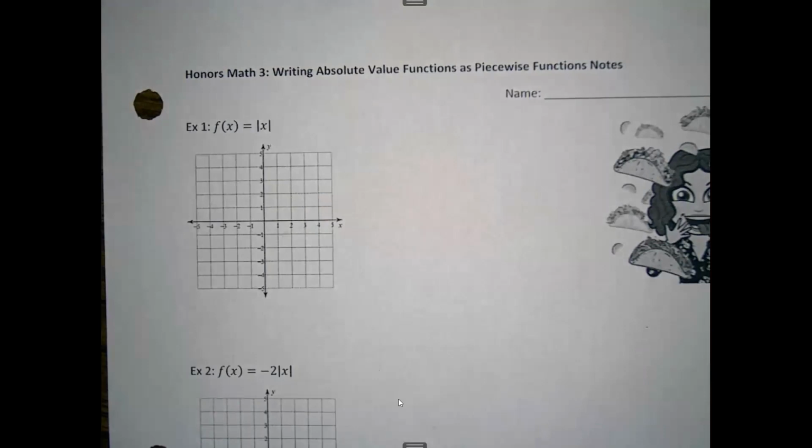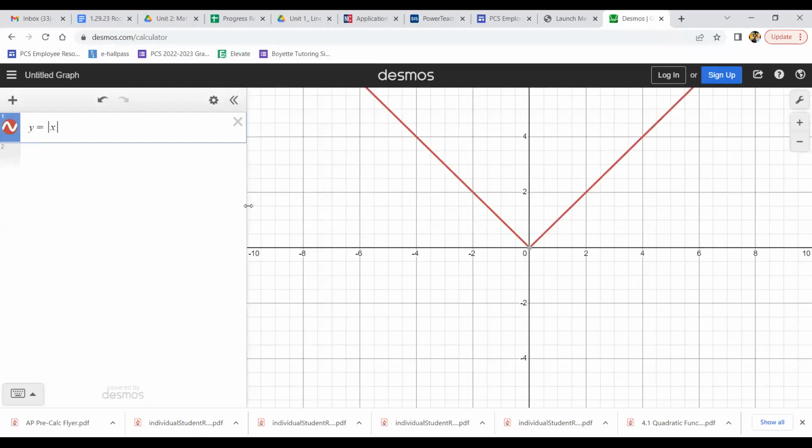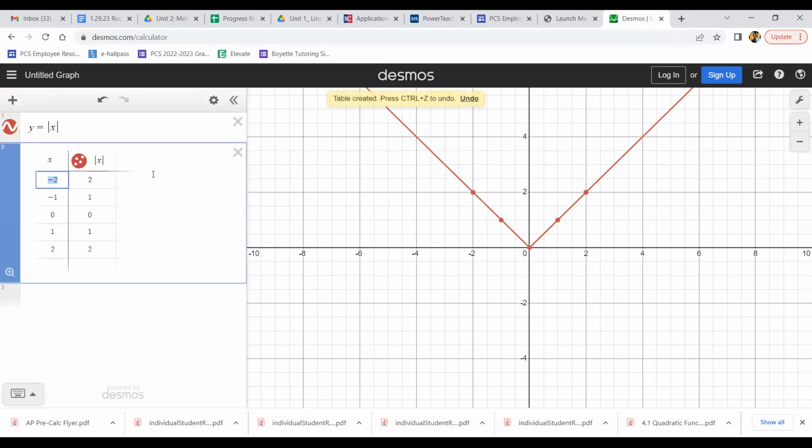So let's go ahead and go to Desmos and graph it. So y equals absolute value of x. We're going to get that plugged in. We're going to get some points off of the graph. Everyone remember how we get those points off the graph from Desmos? Yep. So I'm graphing all the points that I can see on here. I'm graphing (0, 0) and (1, 1) and (-1, 1) and (2, 2) and (-2, 2).